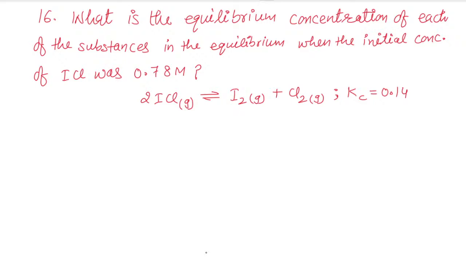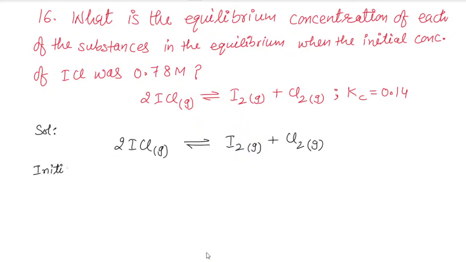Question is, what is the concentration of each of the substances in the equilibrium when the initial concentration of ICl was 0.78 molar? First of all, we should write the equation. This is the equation given to us. Now, according to this equation, how do we read it? 2 moles of ICl gas will react to give 1 mole of I2 gas and 1 mole of Cl2 gas. Right?